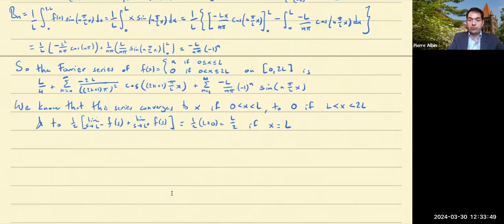Okay, let's do another discontinuous example. This one is known as the square wave.